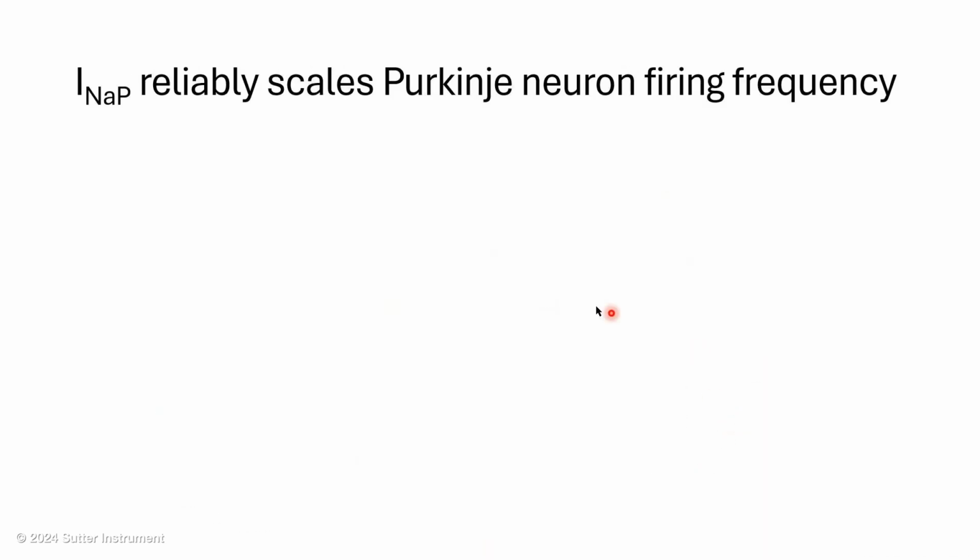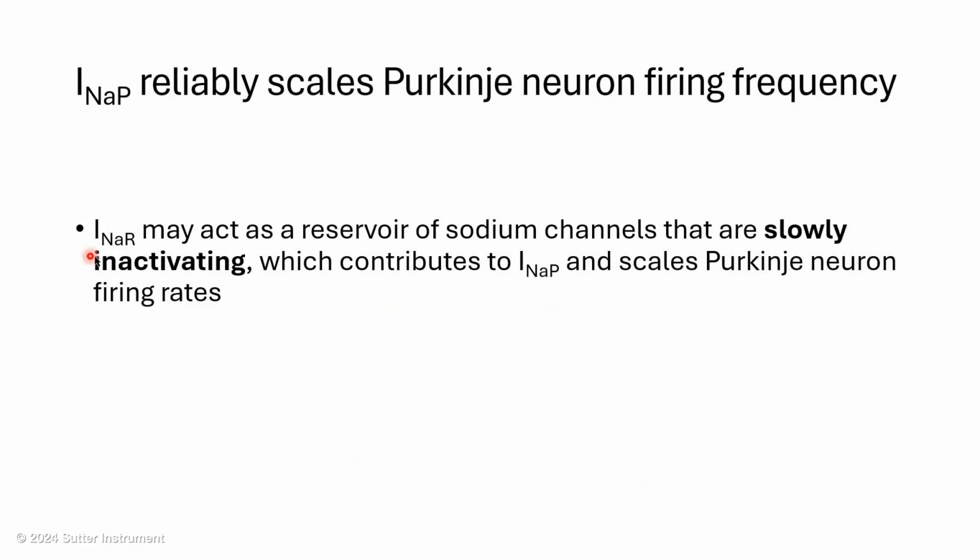So what does that tell us? That tells us that the persistent current is the one that reliably scales Purkinje neuron firing frequency. And it's the resurgent current that may act as a reservoir of sodium channels that are slowly inactivating, which contributes to the persistent current, and it is the persistent current that scales the Purkinje neuron firing rates.